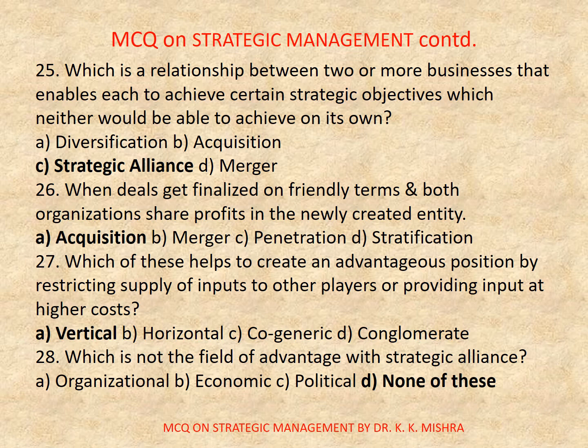25. Which is a relationship between two or more businesses that enables each to achieve certain strategic objectives which neither would be able to achieve on its own? A. Diversification. B. Acquisition. C. Strategic alliance. D. Merger. Correct option is C. Strategic alliance.